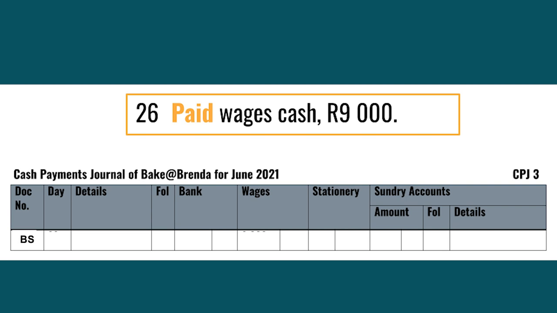Again, in this transaction, your document number will be a bank statement as the owner drew money from the bank to pay the wages in cash. Let's go through this example one more time.